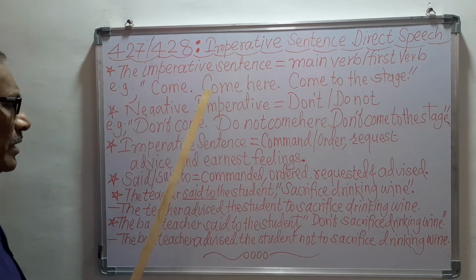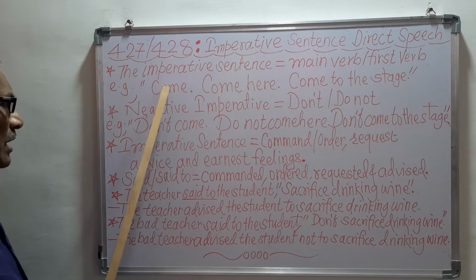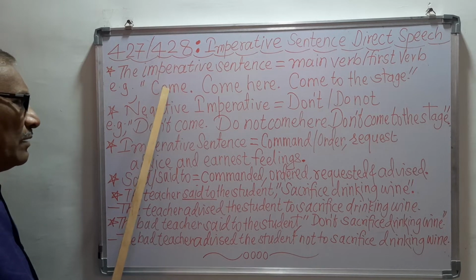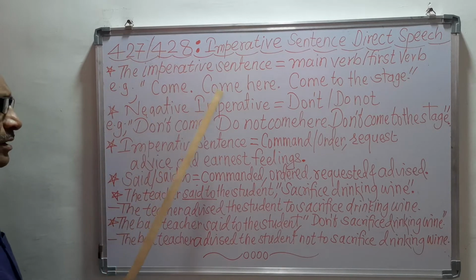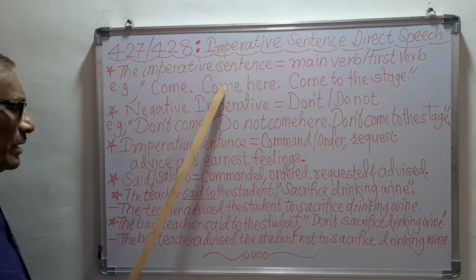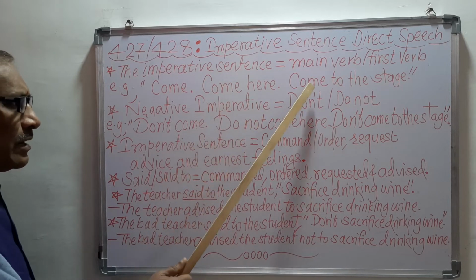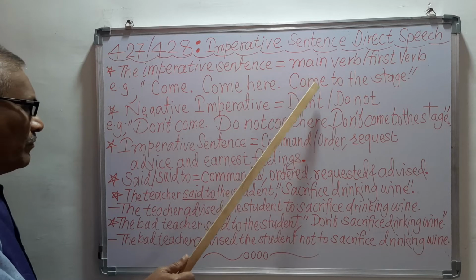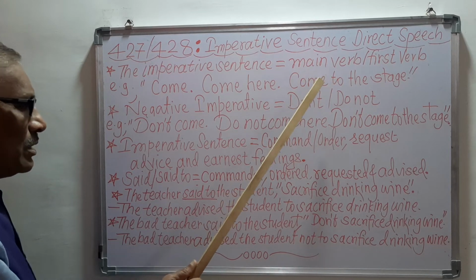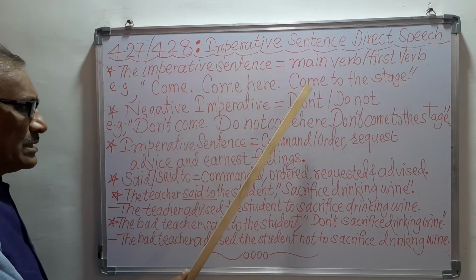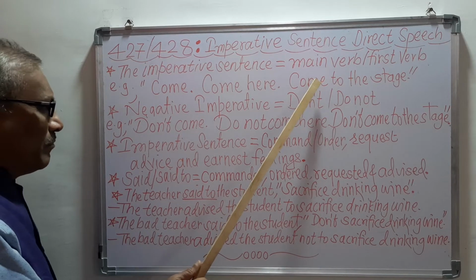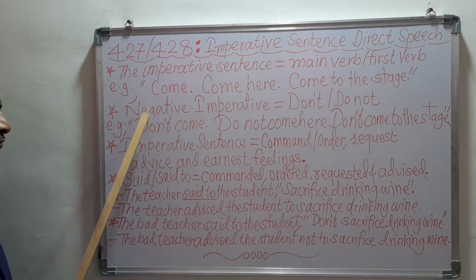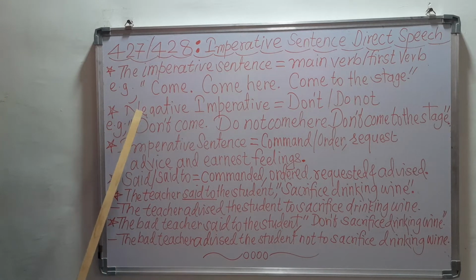So remember, this sentence come is with the help of the main verb. Come here is also with the help of the main verb, and come to the stage is also with the help of the main verb. So I will tell you here that the imperative sentences begin with the main verb, that is called the first verb. And now we are going to see the next topic.